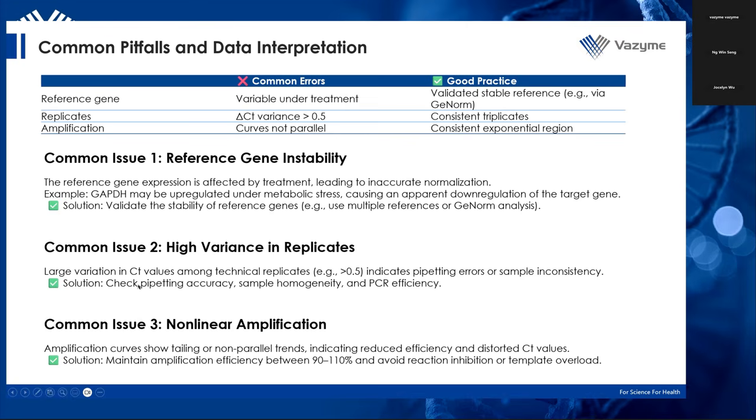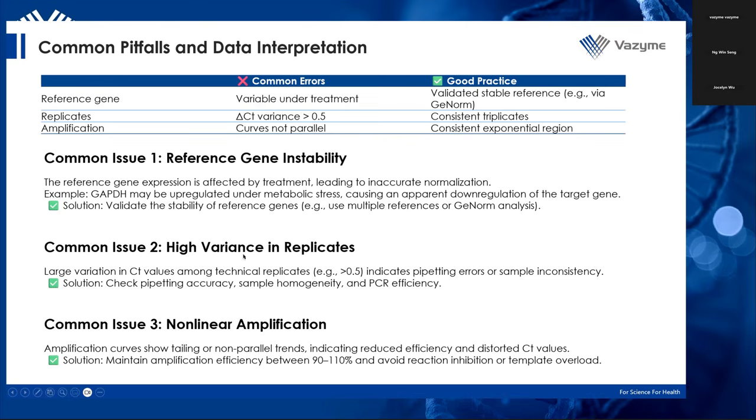So what you can do is check your pipetting accuracy, sample homogeneity, so the concentration and the ring value should be the same, and the PCR efficiency. PCR efficiency here might be less. If you're using a master mix, then usually you don't have to worry too much about PCR efficiency because the master mix is pre-made, right? Unless you are mixing your master mix yourself, then you will have a problem here.